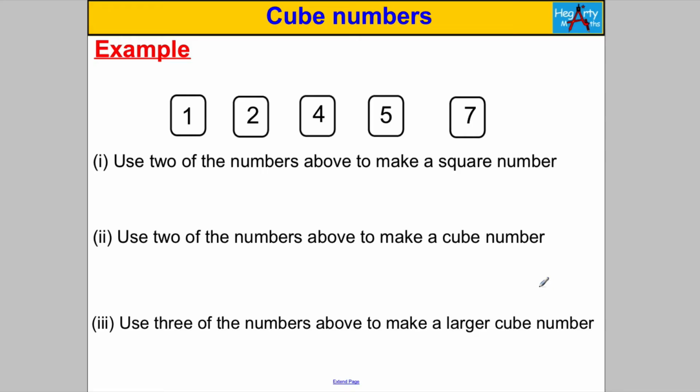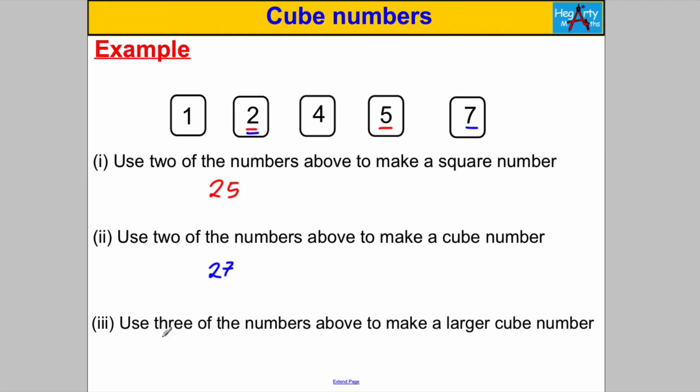Okay, pause the video and try this. Use two of the numbers above to make a square number. Well, if you know your squares and you had to use two of them, I'd use 2 and 5 to make 25, which I know is square. Use two of the numbers above to make a cube number. I'd use 2 and 7 to make 27, which is 3 times 3 times 3.